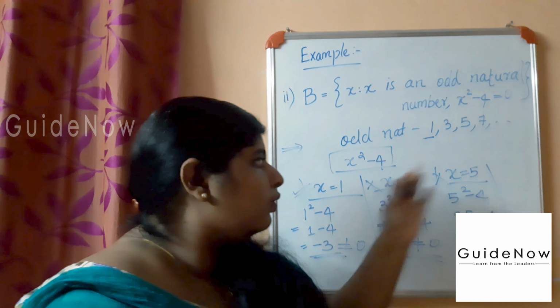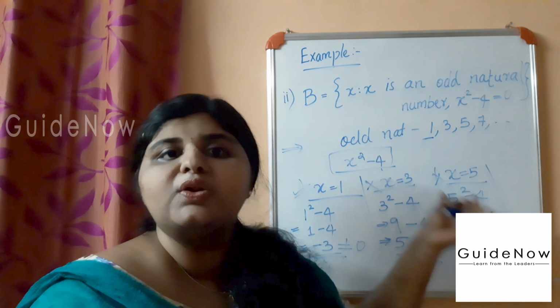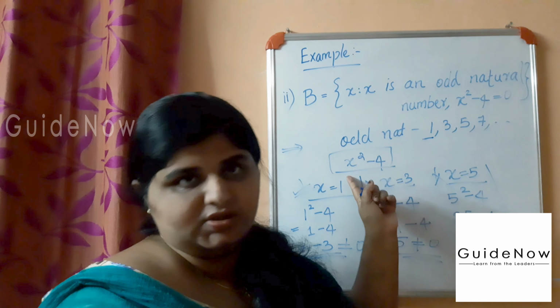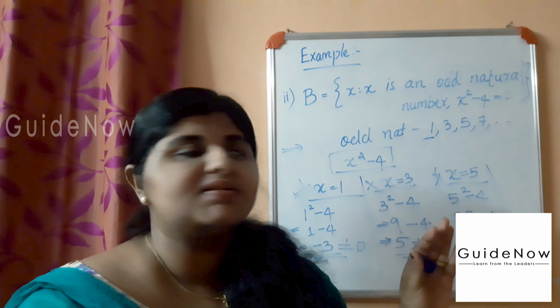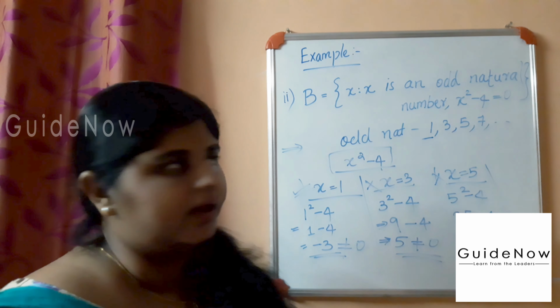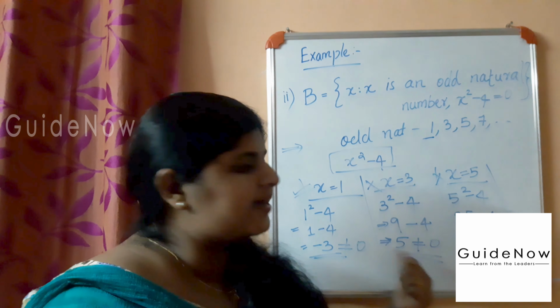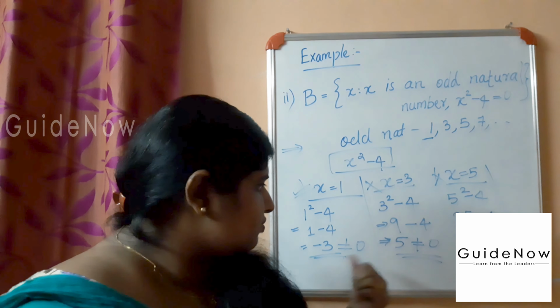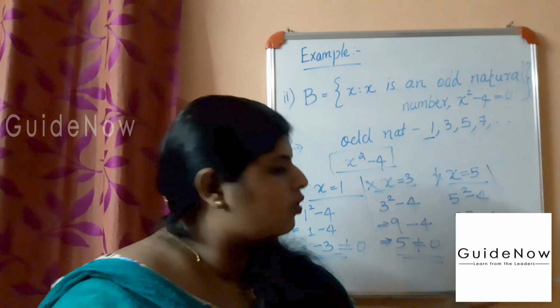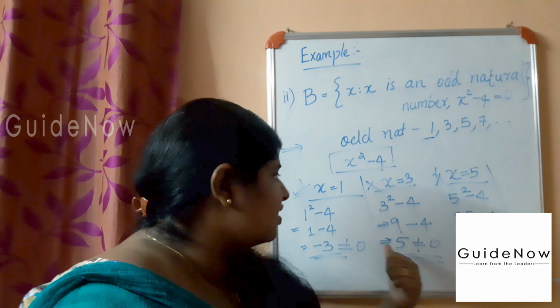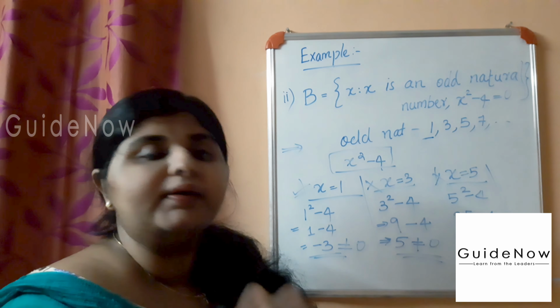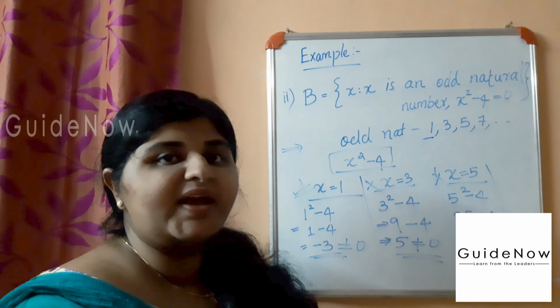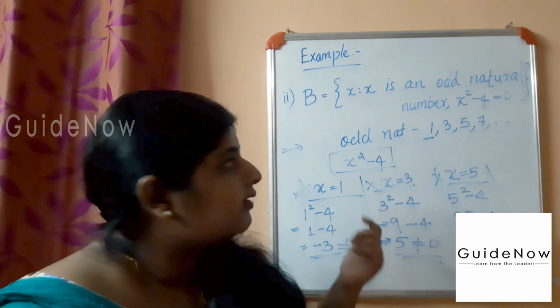Like that, no odd natural numbers will satisfy this condition, so there are no elements inside this set. Is any odd number satisfying this condition? No, because the number keeps getting larger: minus 3, then 5, then 21, etc. The number is increasing, so we will not get 0. So you can say it is an empty set.